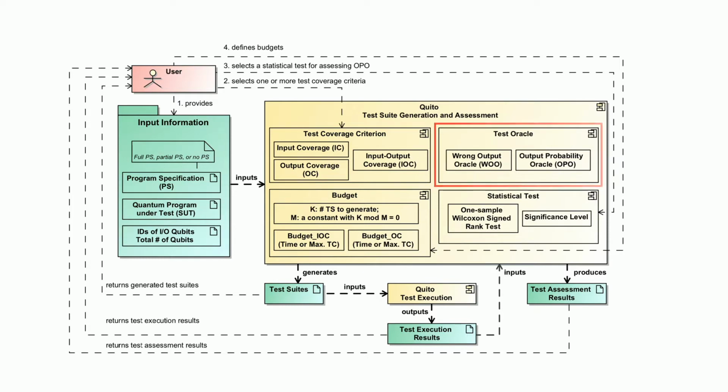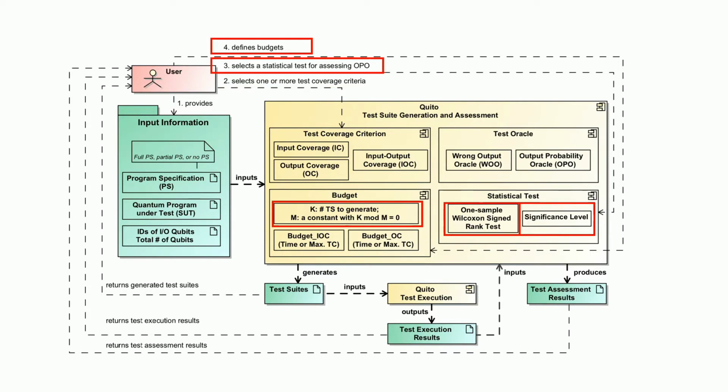A user needs to provide the quantum program, the number of total qubits, ID of input and output qubits, and optionally the program specification as inputs. Then the user chooses the coverage criterion. The user can also provide some other parameters such as budget, significance level, and so on.